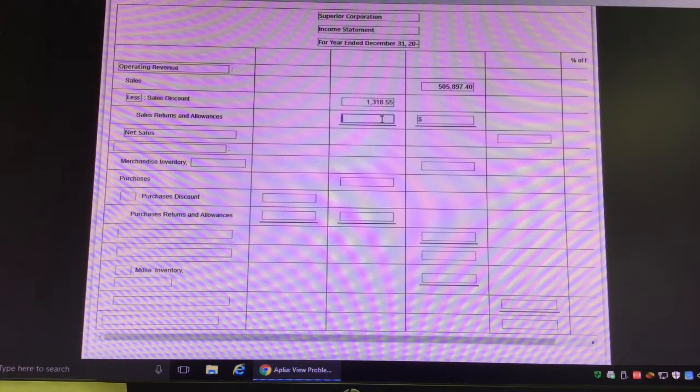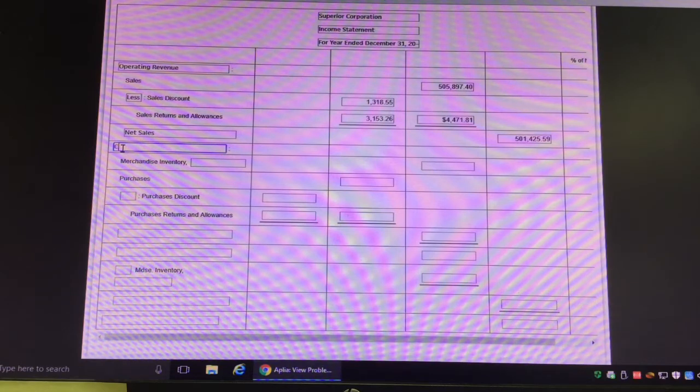Our discounts were $1,318.55. Our sales returns and allowances was $3,153.26. You're going to add the discounts and the returns and allowances, and that's going to give you $4,471.81. And then we're going to subtract this value from our sales, and that's going to give us our net sales. So our total net sales is $5,001,425.59.